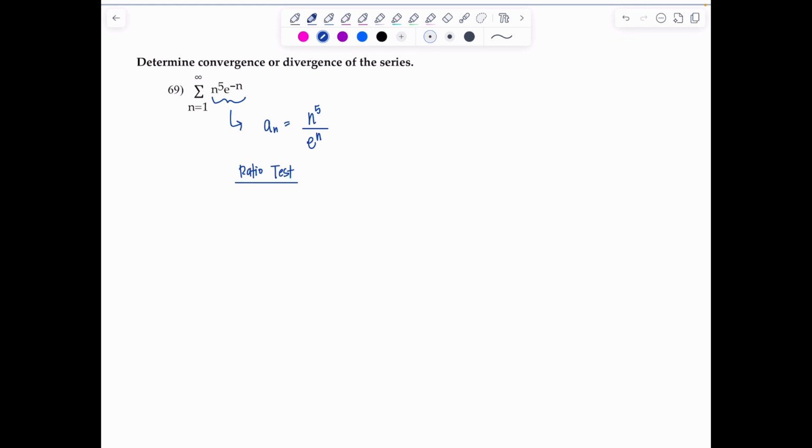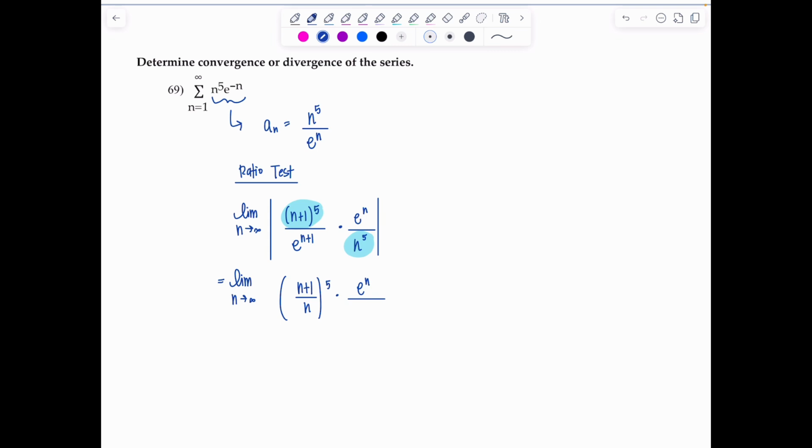Let's try it. So let's look at the limit as n goes to infinity, absolute value, of n plus 1 to the 5th over e to the n plus 1, divided by a sub n, so times e to the n over n to the 5th. Okay, I don't need to keep absolute value. Everything's positive. And then we've done one very similar. Group these in the same set of parentheses. So I'm going to write it as n plus 1 over n to the 5th. And then I still have e to the n. And then down here, this is e to the n times e to the 1st. Good?